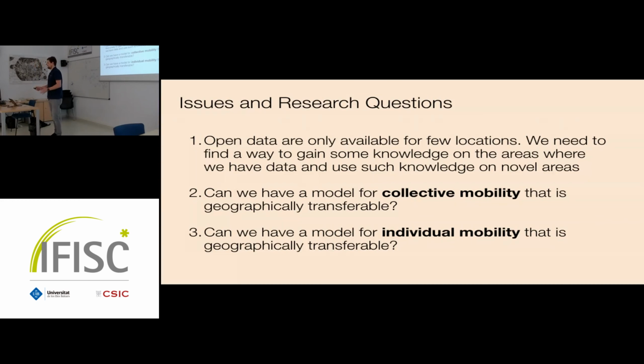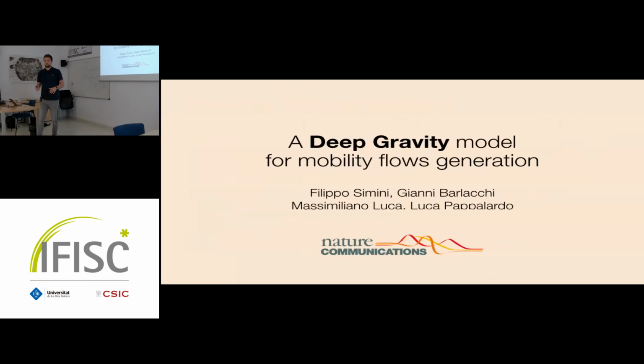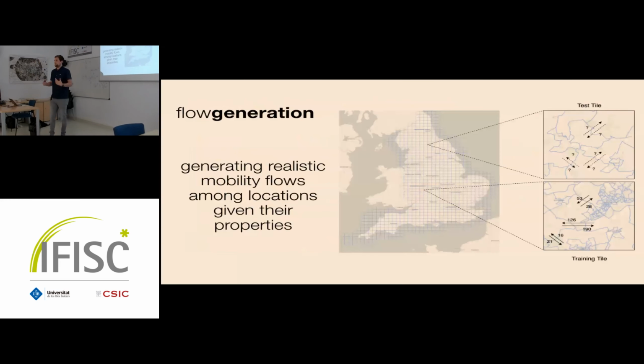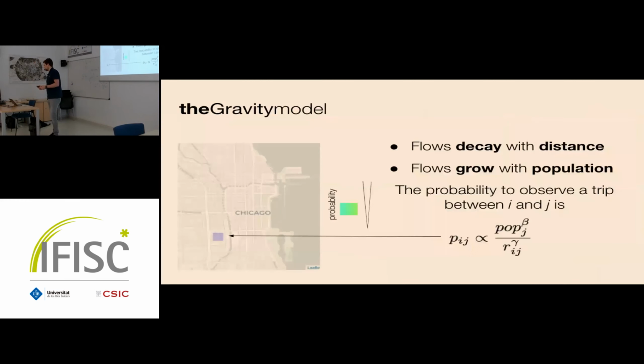So let's start with collective mobility, because it's a bit simpler in this sense. There is this paper that is now in Nature Communications, where we want to understand whether we can use deep learning to generate flows. So flow generation is this task: I have an area, I have some information, and I want to generate realistic mobility flows among different locations, for example census areas or census tracts, with some given properties.